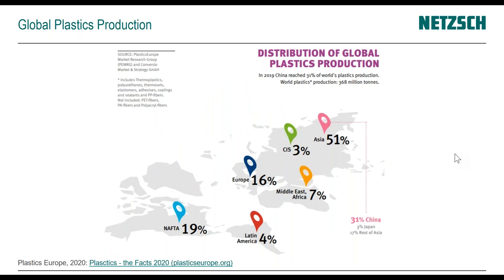When we look at the distribution of global plastics production, a lot of you are familiar with these numbers, because yearly they are published by Plastics Europe, and that's why I'm showing them mostly for Europe. We have a distribution of the global plastics production, which is highly centered in Asia, and we also have a proportion in the Americas and some in Europe, but Asia and China are really the biggest producers.